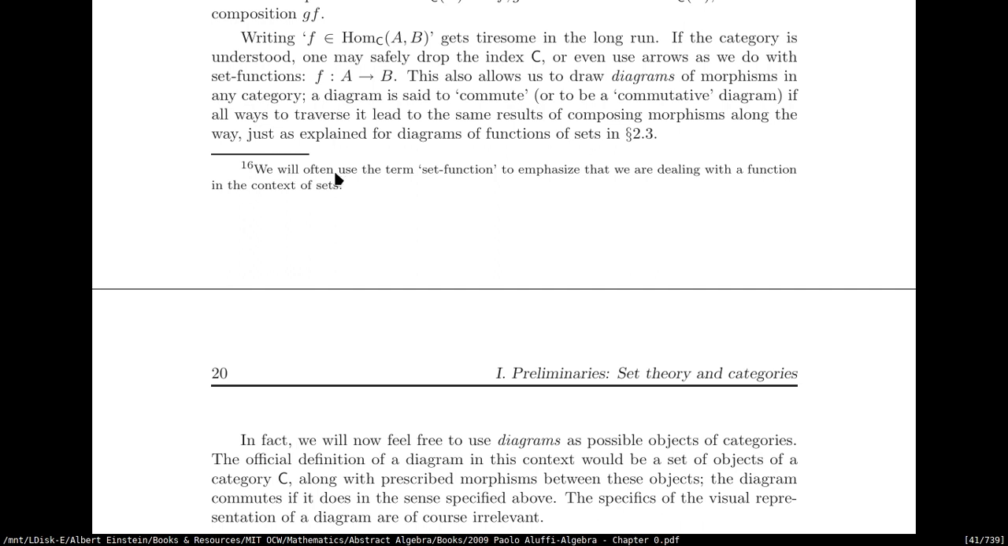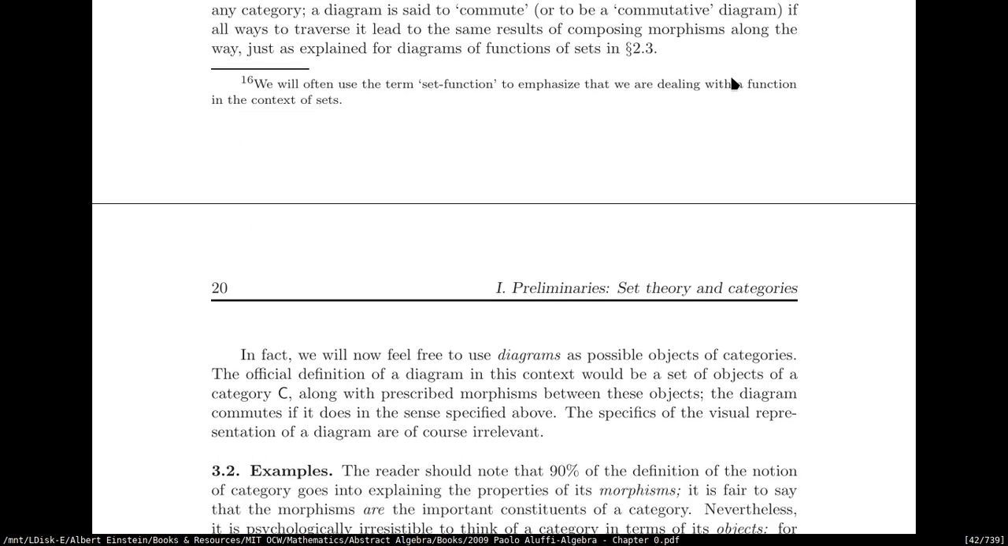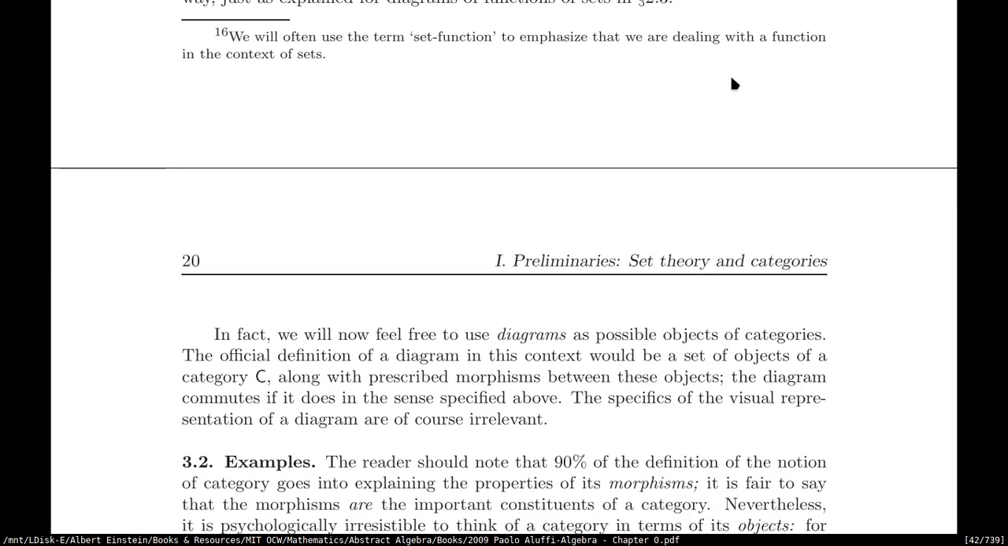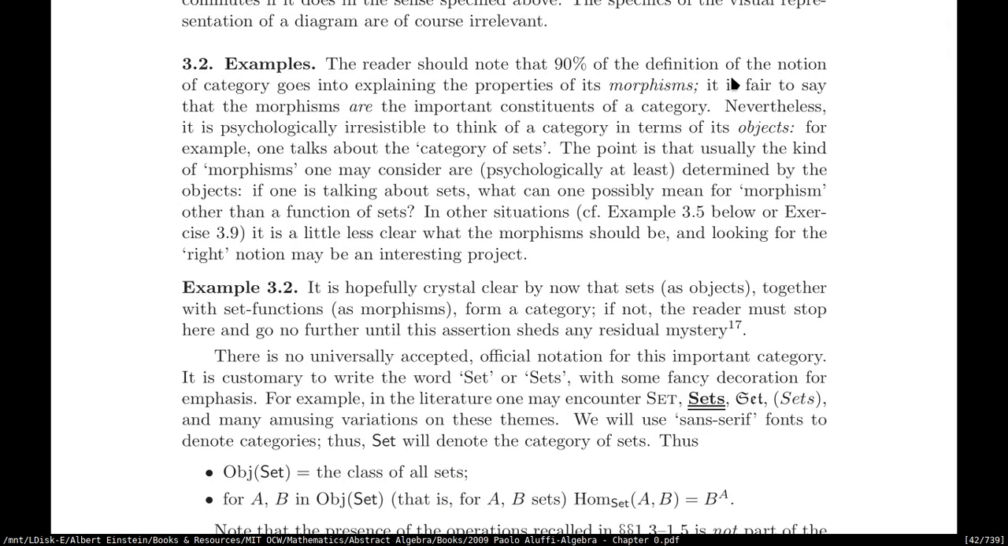So these diagrams of morphisms in any category are said to be commuting, right? So these diagrams commute if these morphisms actually satisfy the law of composition. And we've seen this before in functions, but we'll get more into that as we do the diagrams.